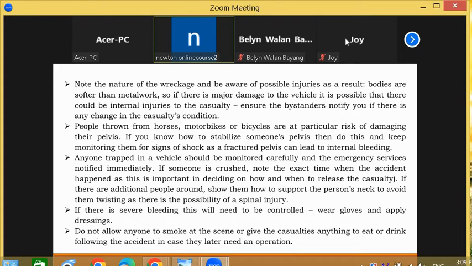So the next one, if you see that the patient has severe bleeding, your first aim is to stop the bleeding. You have to wear your gloves and apply pressure. If someone is smoking in that area, tell them to avoid it, because maybe some spillage is there, and any fire will happen there.